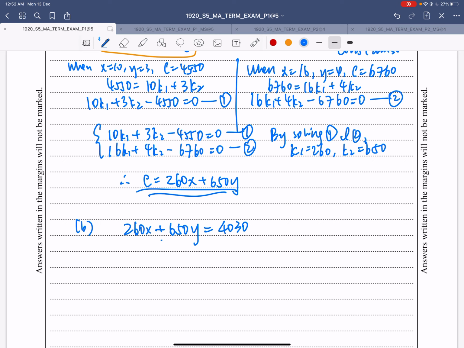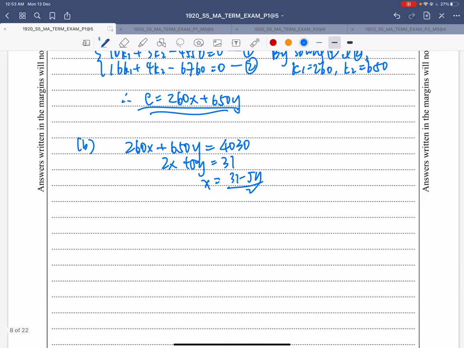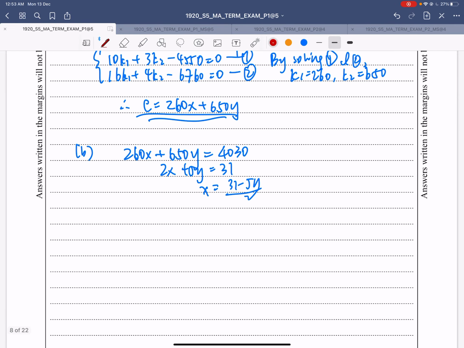We can simplify this equation and x equals (403 minus 65y) divided by 26. So let's do some trial and error. This method is called trial and error, and it is acceptable in DSE as it is a mathematical way to try to substitute values, to find out all the possible pairs.